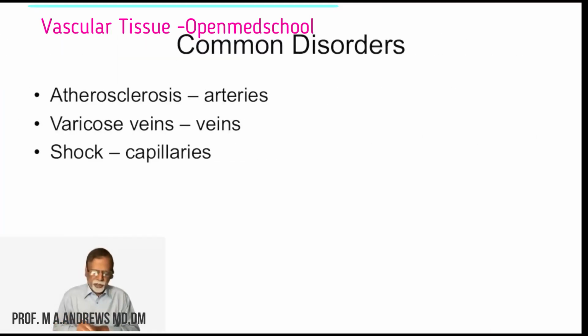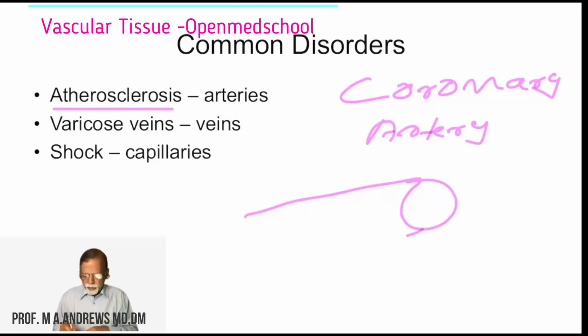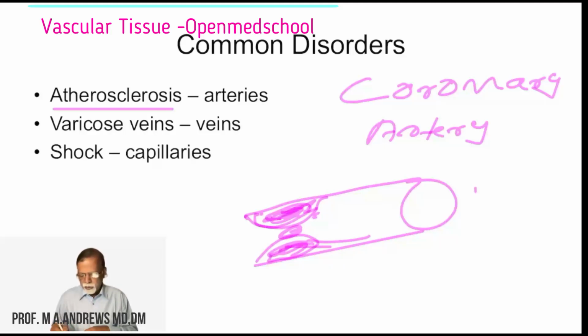Common disorders: one major important one is atherosclerosis. You may have heard of heart disease, coronary artery disease. So what is it? In the coronary arteries, inside of the vessel there is deposition of cholesterol, and the vessel wall gets thickened, and the lumen becomes narrowed. This disease is called atherosclerosis. When it completely blocks, it forms what is called a heart attack or myocardial infarction. In the brain, it produces what is called a stroke.